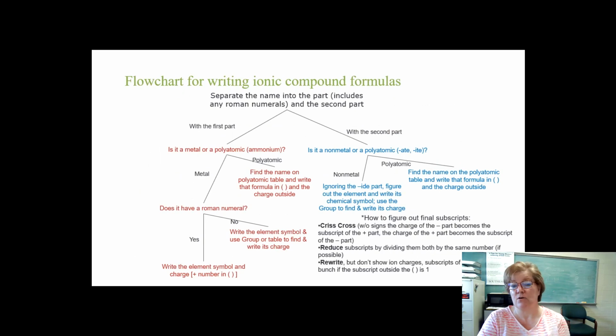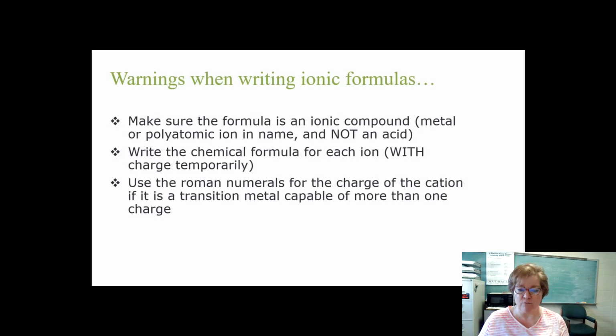And that would be how I'd write the ionic formulas. A couple of hints. Here's a flow chart that may help when you're writing the ionic compound formulas from the name, stepping you through part by part. A couple of warnings. Make sure that the formula is really ionic. Again, it's going to have trouble if you're trying to do this for a covalent name, writing an ionic formula.